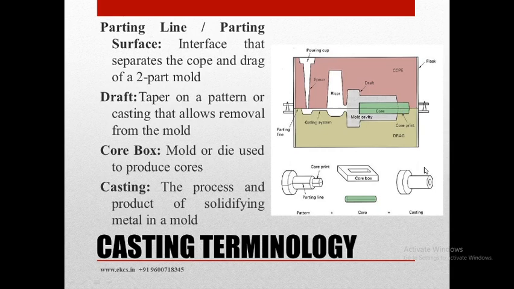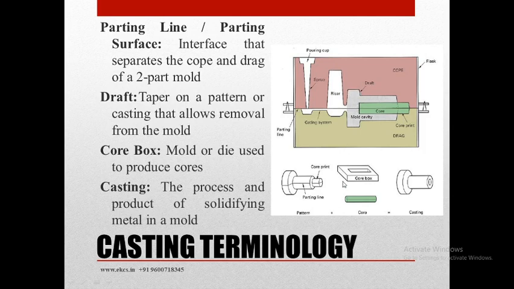Parting line and parting surface: the separation of cope and drag. Cope is the top and the drag is the bottom. The separation is the parting line. Then draft on the pattern. Here we can see a draft, a small inclination. This is because if it is straight, removing the part from the sand mold will be difficult. If the draft is there, removal will be easy.